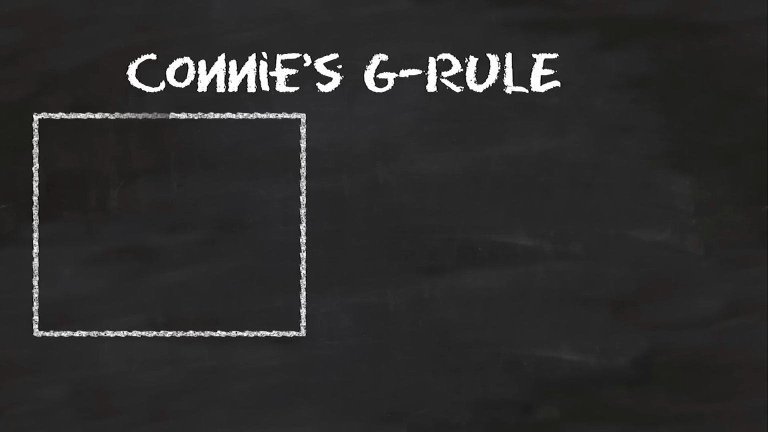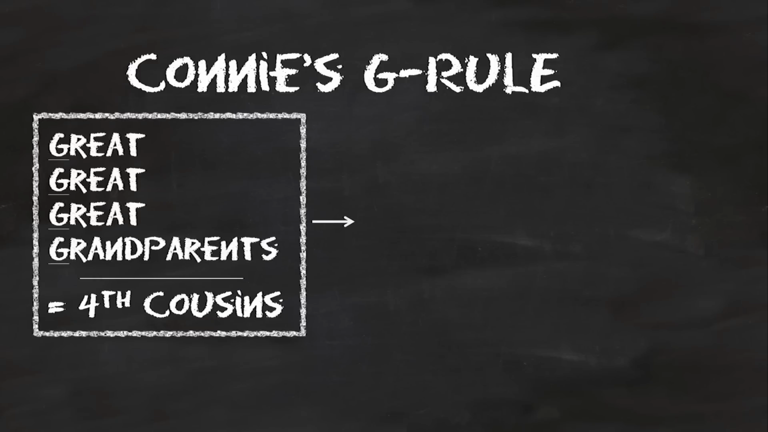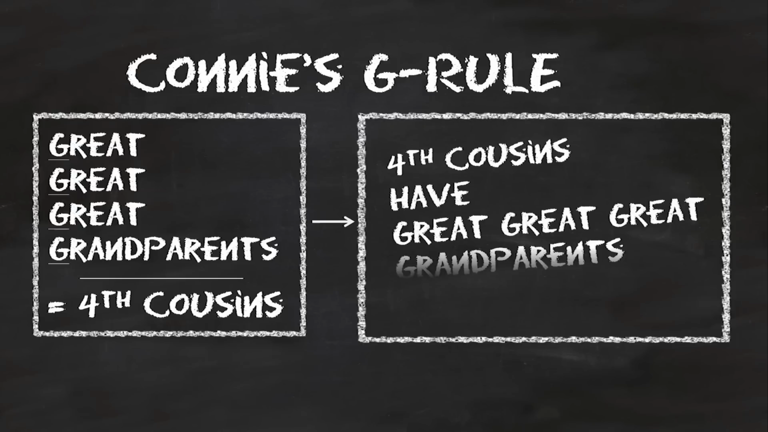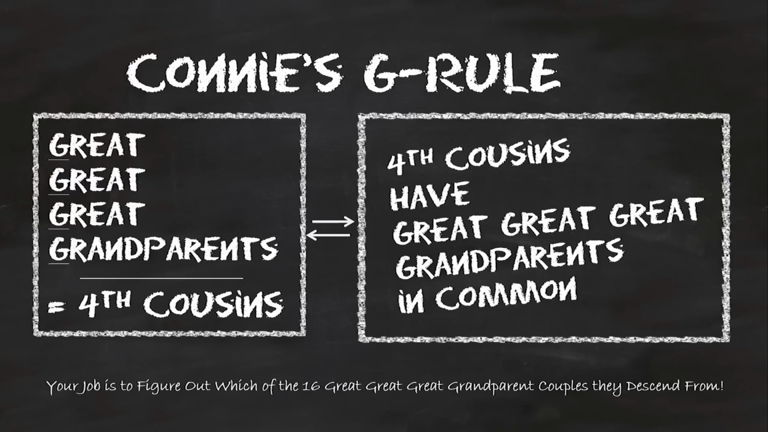So for example, if you have 4th cousins, that means that you have great-great-great-grandparents in common. You count the G for the grandparents. So it's great-great-great-grandparents. This is, in a perfect world, a straight up 4th cousin, not a half 4th cousin or something. It just gives a rule of thumb of how the 4th cousins you're seeing in your DNA matches might be related. The reality is that a 4th cousin would have 3 times great-grandparents in common with you. The trick is to figure out which of the 16 great-great-great-grandparent couples they descend from.